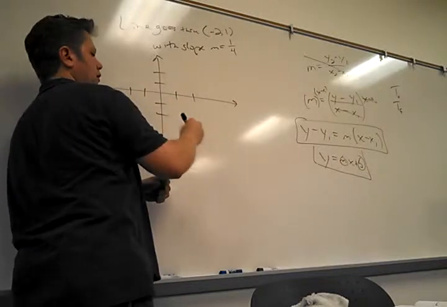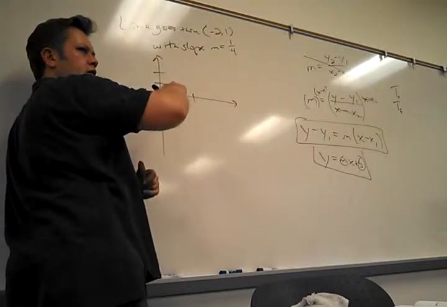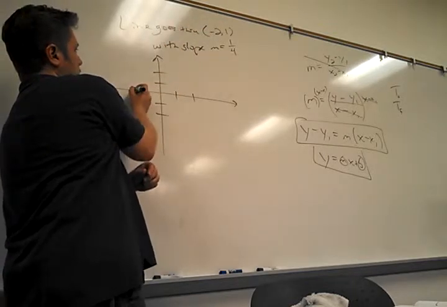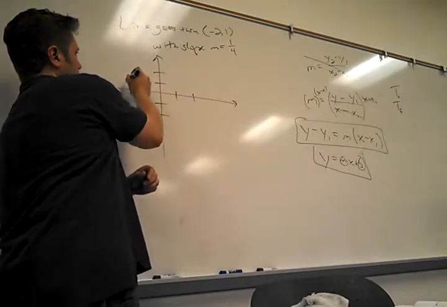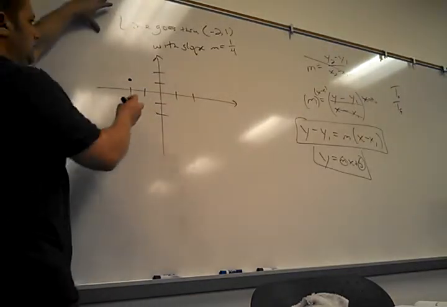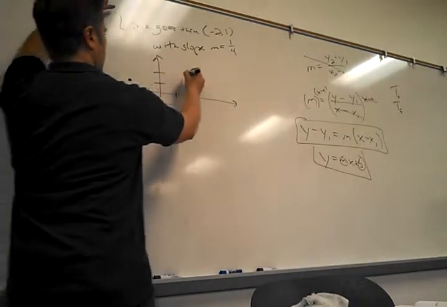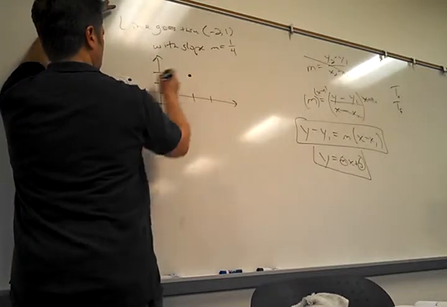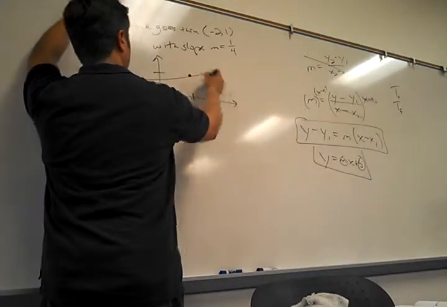This kind of goes back to your question from earlier. Do you need the y-intercept to do this? No. There's a point, -2, 1. And then the slope tells me to go up 1 over 4. So up 1, 1, 2, 3, 4. There's my line.